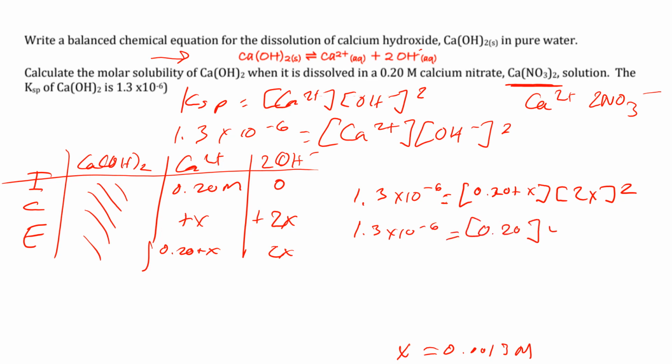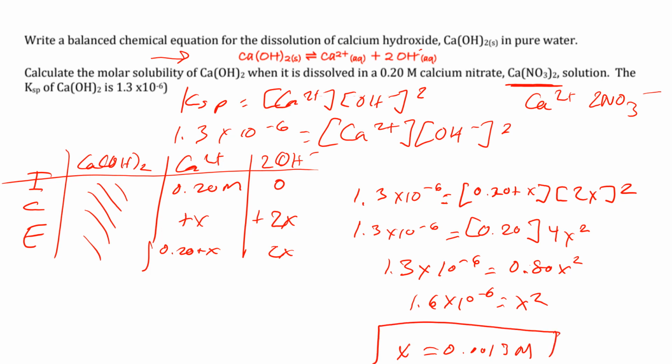0.20 times 4x squared. 1.3 times 10 to the negative 6 equals 0.80x squared. Then divide by 0.8 on both sides. 1.6 times 10 to the negative 6 equals x squared. Square root of both sides, and you'll end up with 0.0013 molar. So that means that my molar solubility is that value.